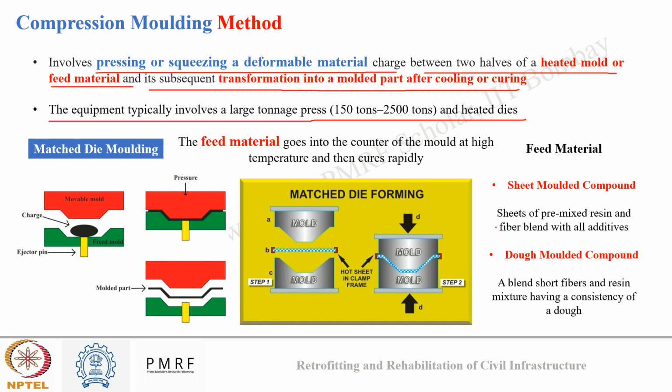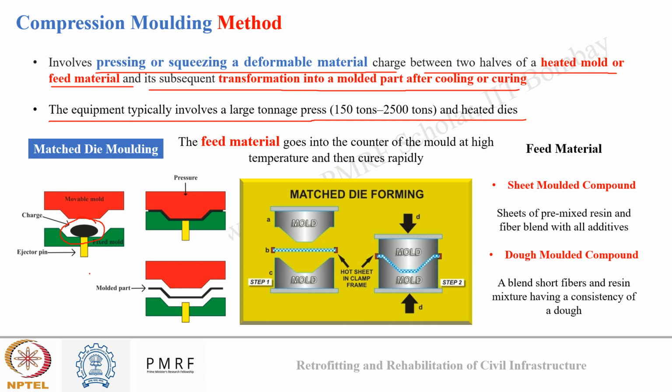So in the image, both types of match die molding can be seen. The first image shows a dough molded feed. It was placed between two molds and the molds were then squeezed, which helped my feed material take the desired shape of the FRP composite. The second image shows a heated sheet type feed material that was used and pressed between the two molds.